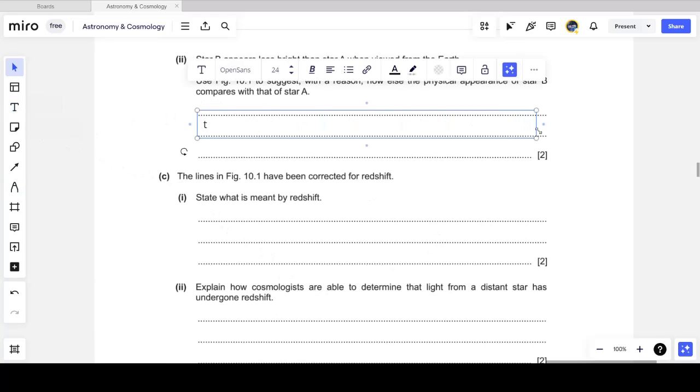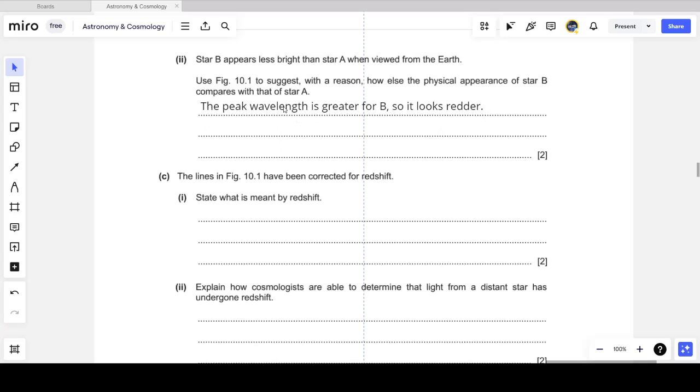Which one has a bigger peak wavelength? Let's first write that down. We know that the peak wavelength for B is higher, 0.65 as compared to 0.5. So the peak wavelength for star B is greater, and if it has a higher wavelength, it is more towards the red end of the spectrum. In a simple way, we can say it simply looks redder. It's more red than star A. If star A was a yellow star, star B would be orange. If star A were a green star, star B could look yellow or orange or red or whatever it may be. So the peak wavelength is greater for B, and so it looks more red than star A.